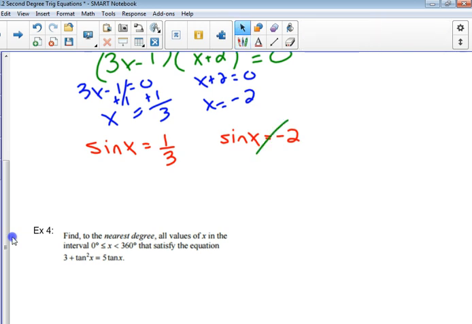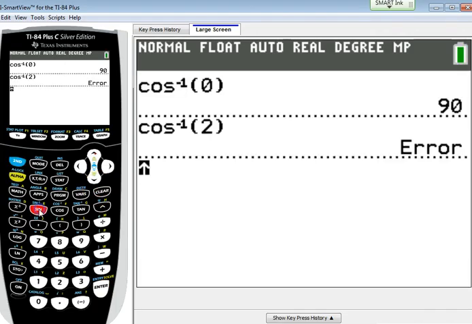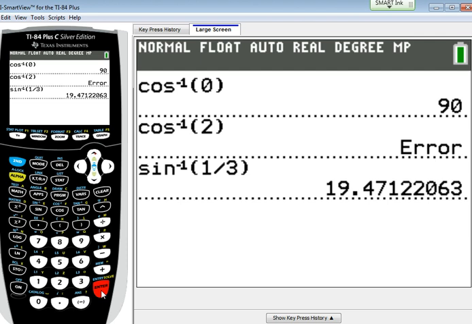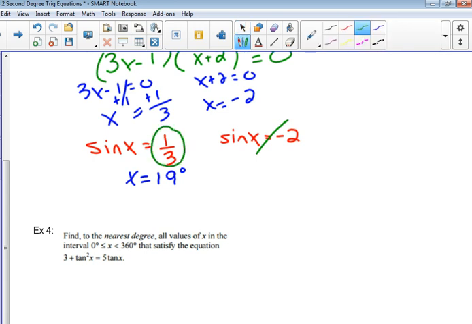All right, we need to figure out our missing degrees. Let's do inverse sine of 1/3. Where did we want to round to? Okay, good. So this would be 19 degrees. Okay. So we have x is 19 degrees. Now we don't want to stop there. We need to think about some other things. Is sine positive or negative? Positive. Good. So we need some quadrant checks.